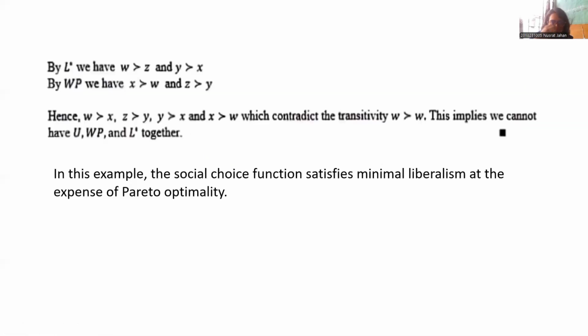By aggregating these preferences, we get W preferred to X and Z preferred to Y. Again, Y is preferred to X and X is preferred to W. Here comes the contradiction: W is preferred to W. But W cannot be preferred to itself. That's why this example implies that we cannot have U, WP and L star together.